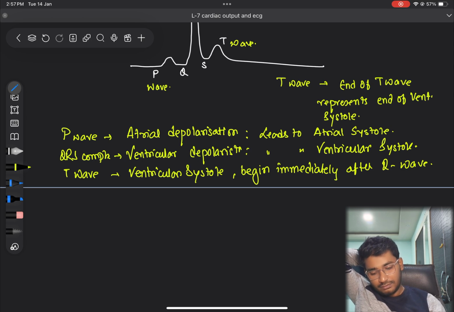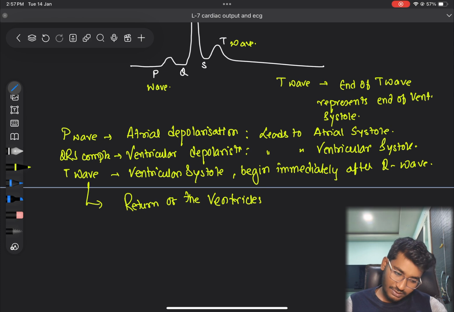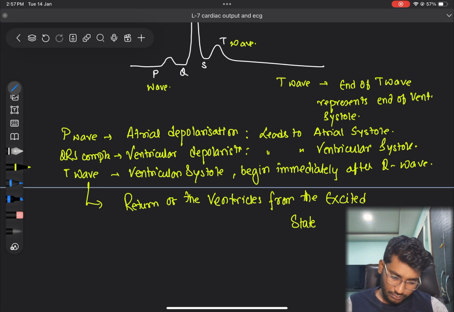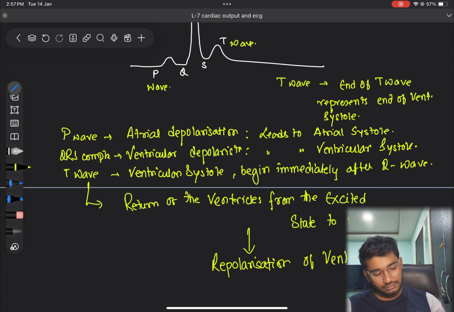In the T wave, there is the return of the ventricles from the excited state to normal. So that is called the repolarization of the ventricle. Okay. So up to this we have understood the ECG.